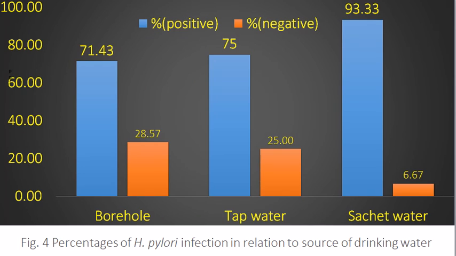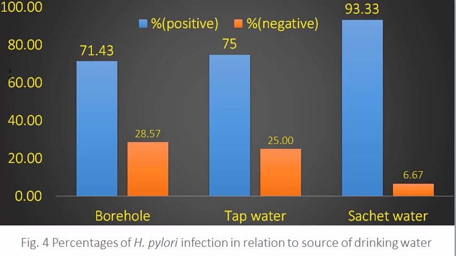Okay, now to the source of drinking water. We gave them the three options to choose from, which is borehole, tap water, and sachet water. And most people said their source of drinking water was from sachet water, which is treated water. And out of the people who said they use treated water, most of them tested positive, even more than those who said they drink water from the tap and the borehole.